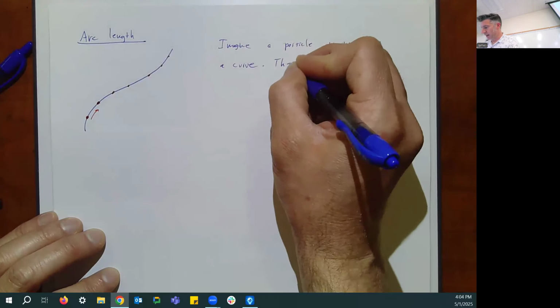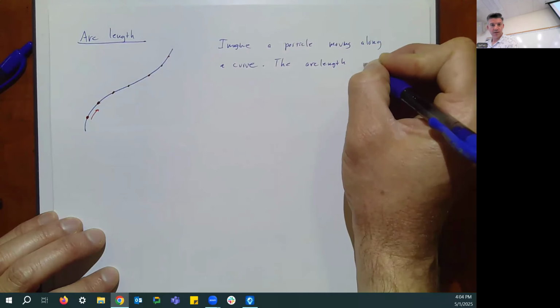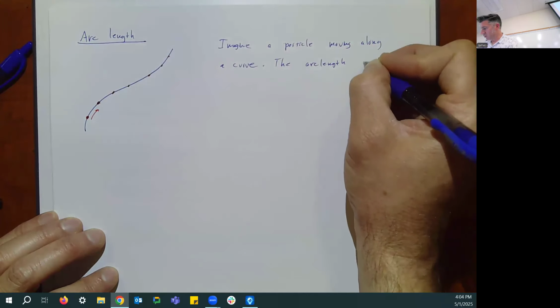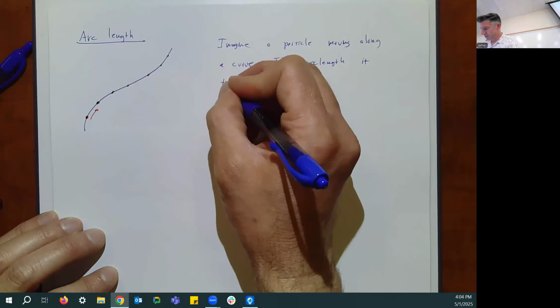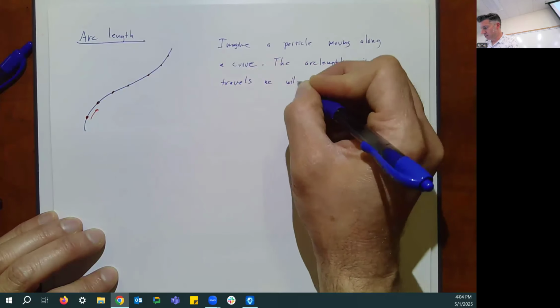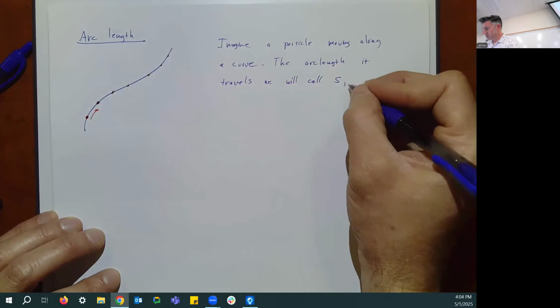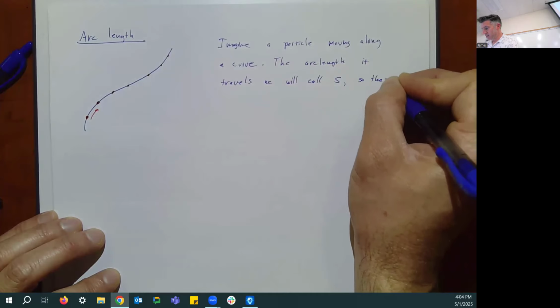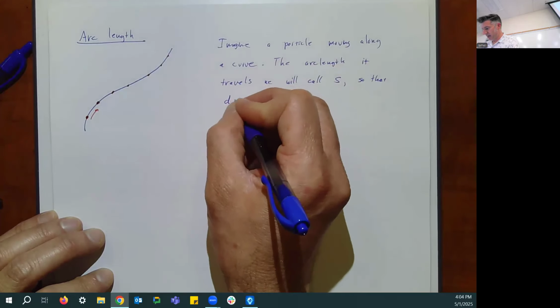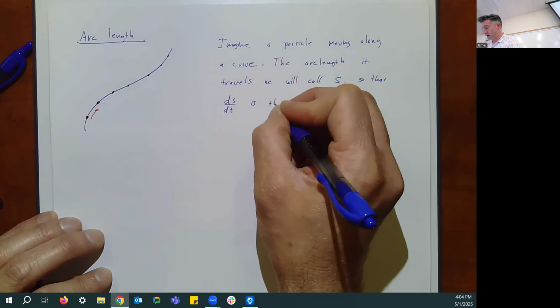The arc length of that curve, or the arc length it travels, we will call S. So that the derivative of S with respect to time is the velocity of the particle.